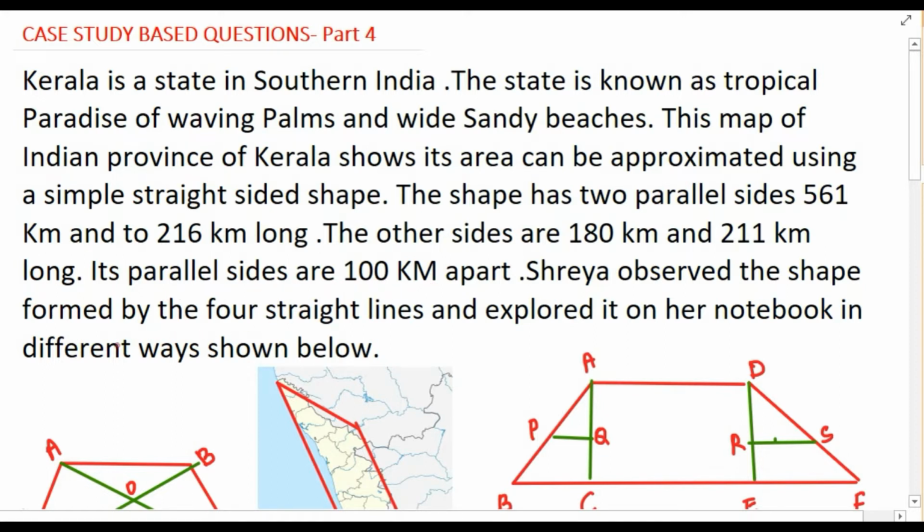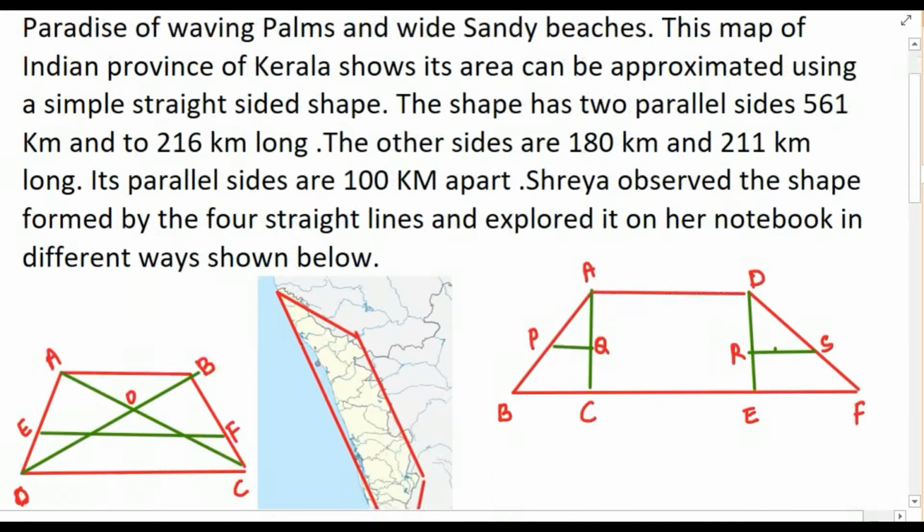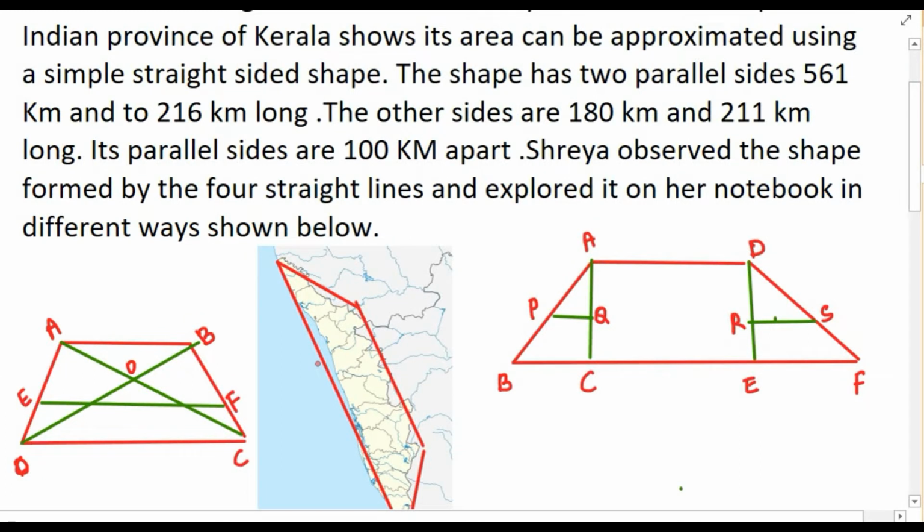Shreya observed the shape formed by the four straight lines and explored it in her notebook in different ways shown below. So you can see the map of Kerala, and this is shape 1 and the other one is shape 2. Now 5 questions have been given. You need to attempt any 4. Each question has 4 choices. It is a multiple choice type question.